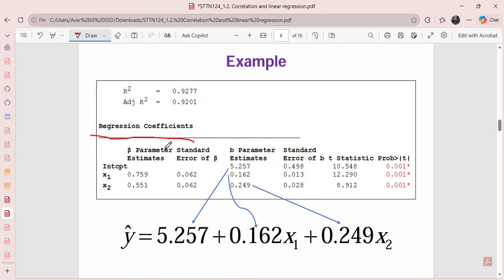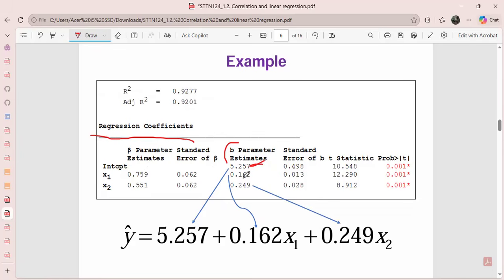Under this part of regression coefficients, you have a lot of things. You have B parameter estimates. When you are dealing with a multiple regression equation, always look at the small letter b parameter estimates. The first number here doesn't have a variable like x1 or x2. This is our intercept. That is our B0. That's how you get the B0 for this one.